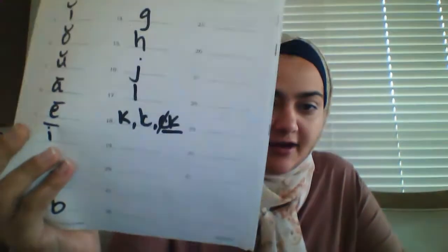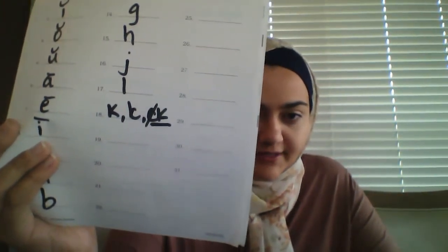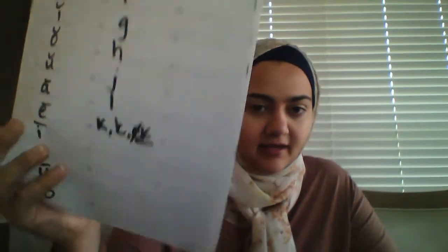Okay, that's going to look like this. K, C, CK. Okay, you have to code this back on the C and underline the CK.